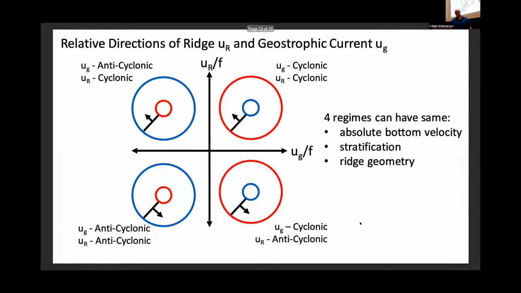So now this is a point that I wanted to make a little bit clearer. If you have cold in the center and hot at the outer edge, the geostrophic current that establishes from that thermal configuration is cyclonic. If you have hot in the center and cold at the outer edge, it is anticyclonic, okay? And then in these quadrants, we've got the direction of the geostrophic current, and then we've got the direction of the ridge. So this gives us 4 different regimes.